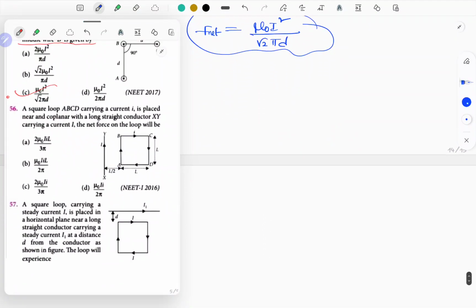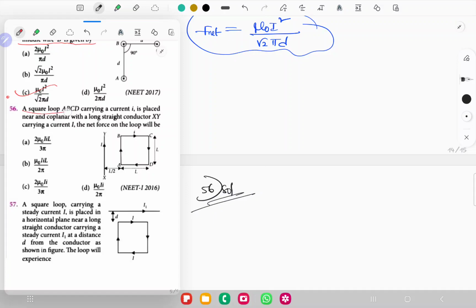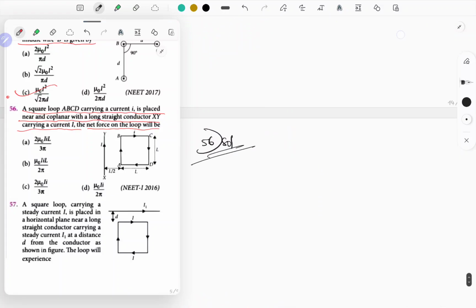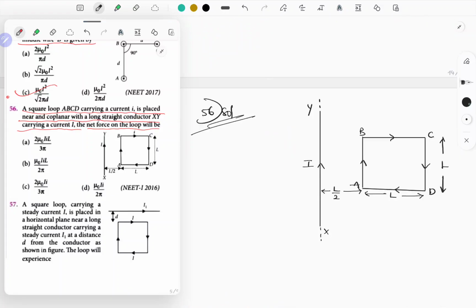Question number 56. A square loop ABCD carrying current I is placed near and coplanar with a long straight conductor XY carrying a current I. The net force on the loop will be? Okay. This is how the diagram is.